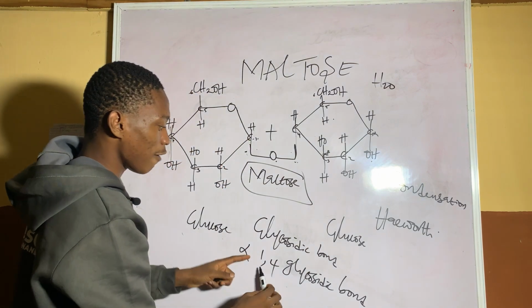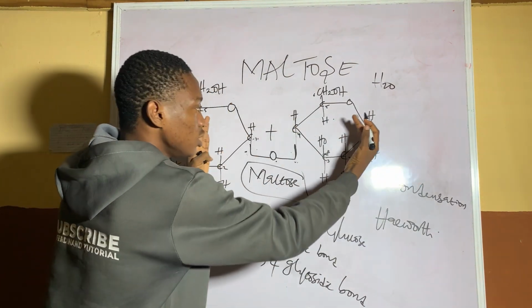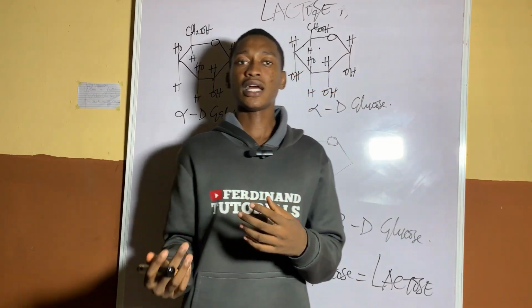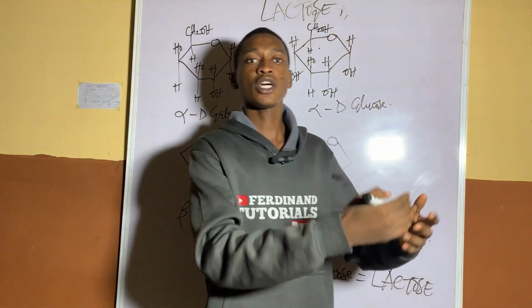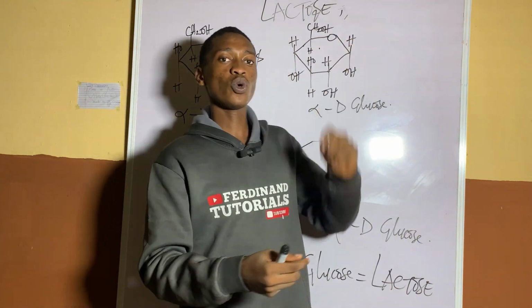That's why we say what? Alpha 1,4 glycosidic bond. That's the bond that held these two monosaccharides together to form what? A maltose. Now, when we're talking about disaccharide, we say that disaccharide is a particular sugar that is formed when we have two combination of what? Monosaccharides. In this case, we want to look at lactose.